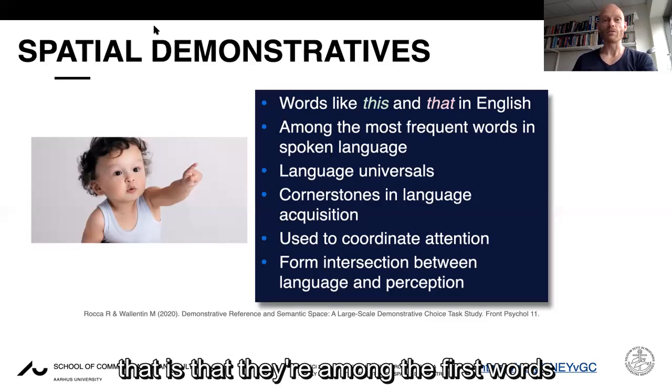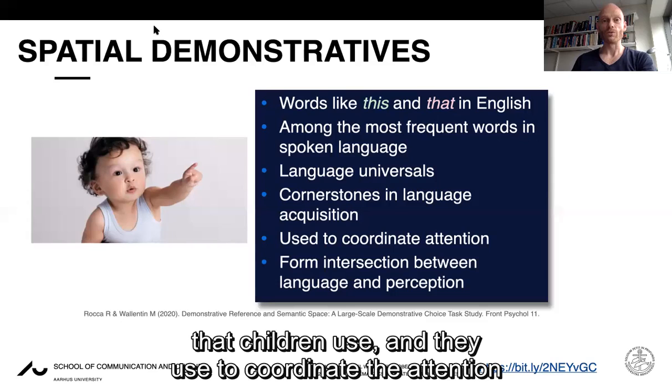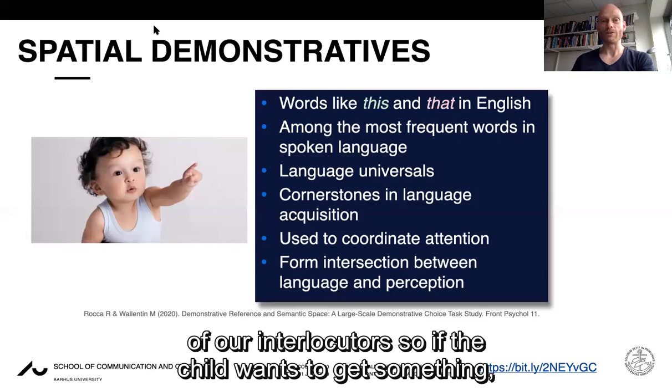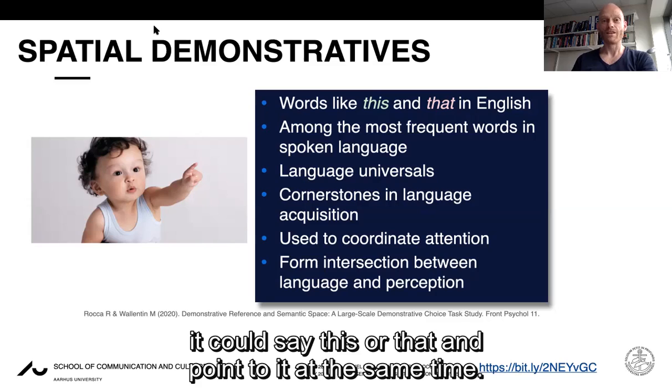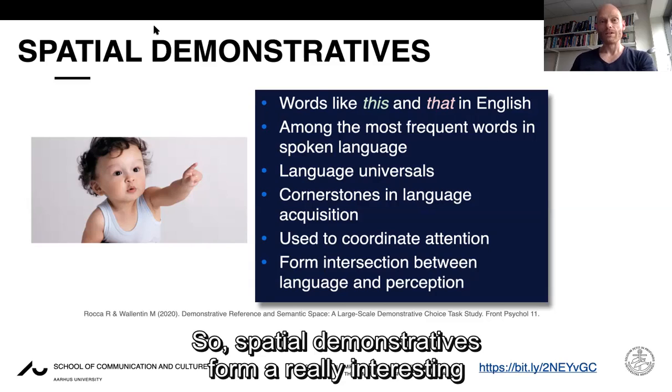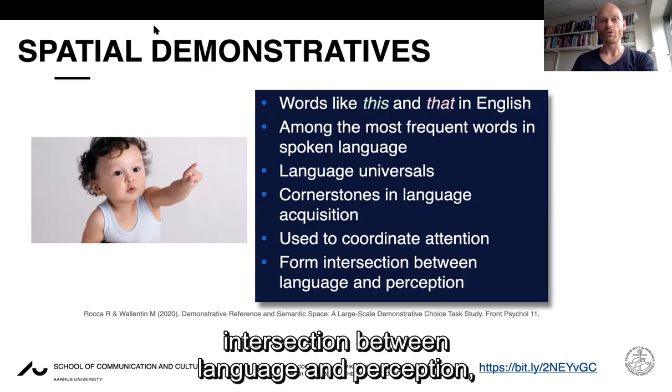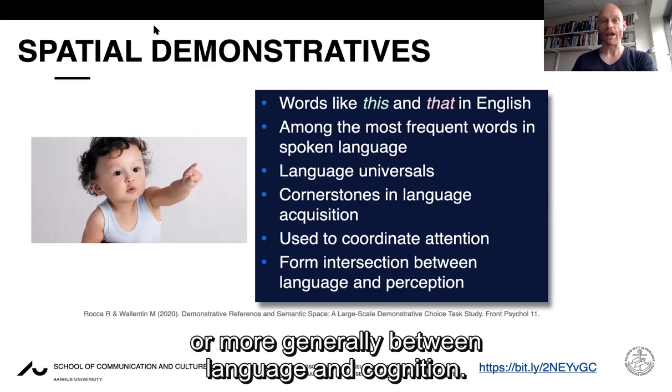That is, they're among the first words that children use, and they're used to coordinate the attention of our interlocutors. So if the child wants to get something, it could say this or that and point to it at the same time. So spatial demonstratives form a really interesting intersection between language and perception, or more generally between language and cognition.